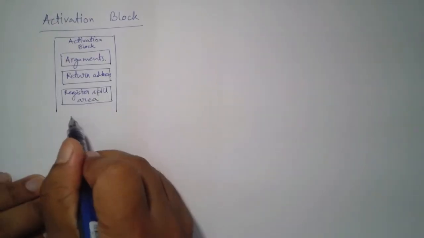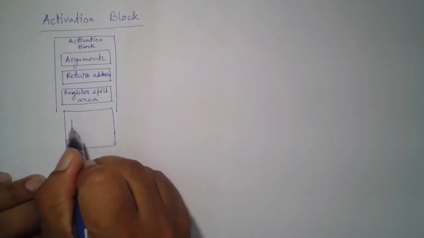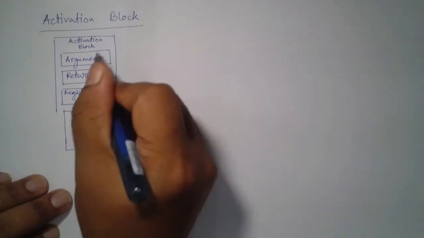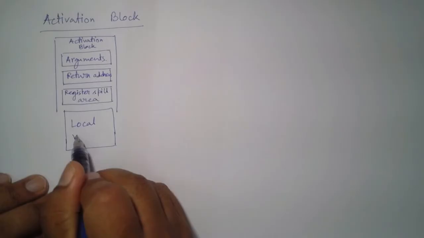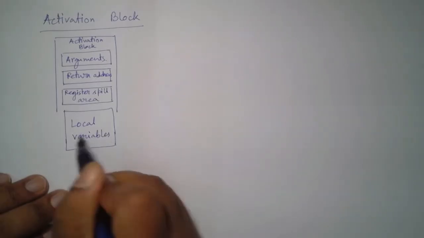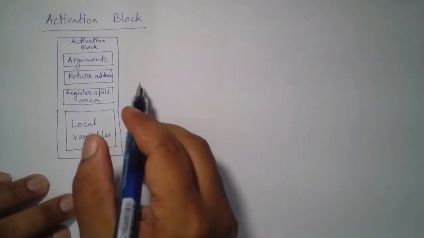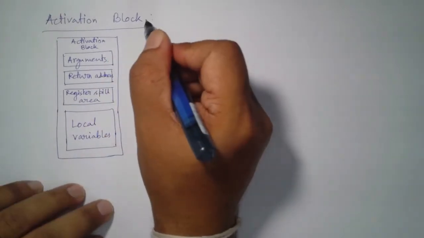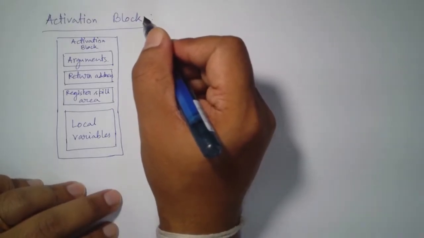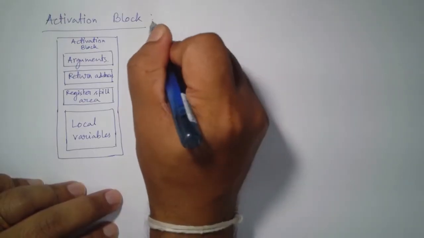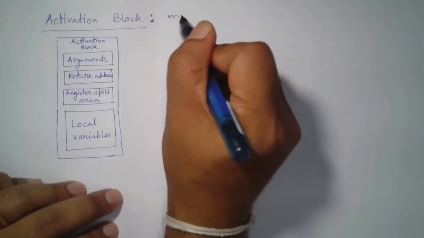And finally, you have your local variables. So, a function will do all its activities in this activation block. All right. So, I will just write it down. What is an activation block? An activation block is a memory map of a function and its arguments, register spill area, local variables, etc. So, all the things related to this function will be done in this memory block.